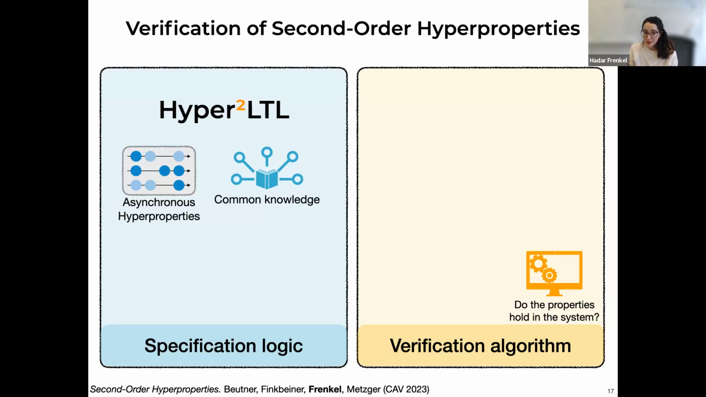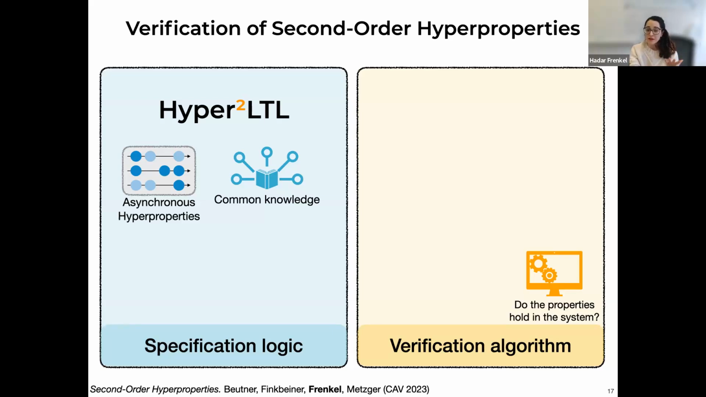and asynchronous hyperproperties, which allow us to talk about security and information flow and so on, but also in an asynchronous manner. So where different processes have different clocks, or we don't care exactly about what time something happens and so on. So I'm going to introduce you to our new logic, HyperSquare LTL. And I want to also provide a verification algorithm for this logic, so I'm able to verify these properties.